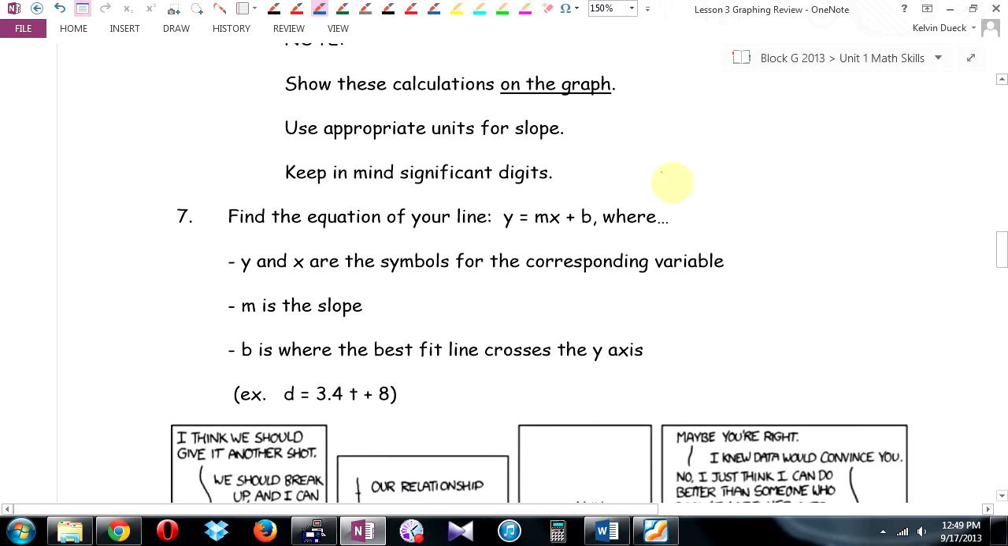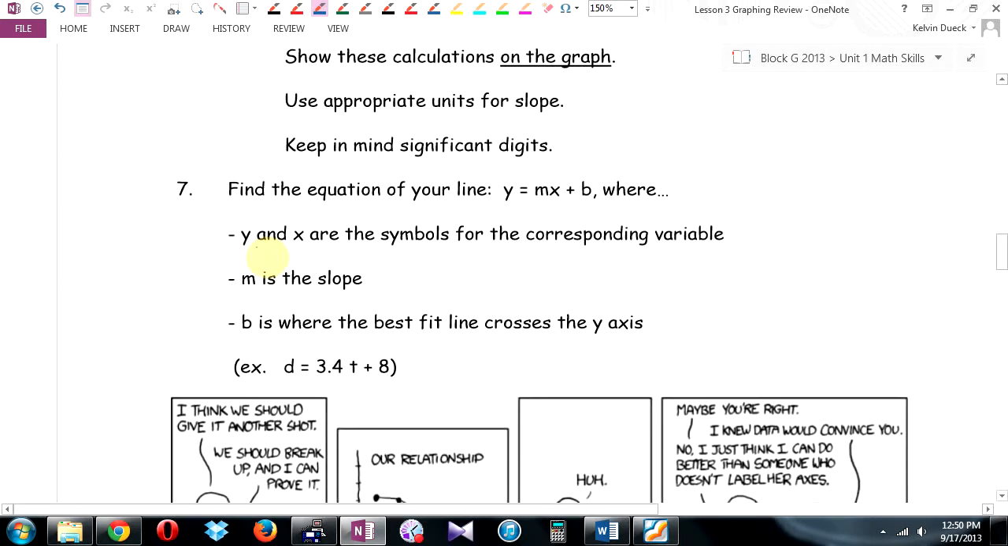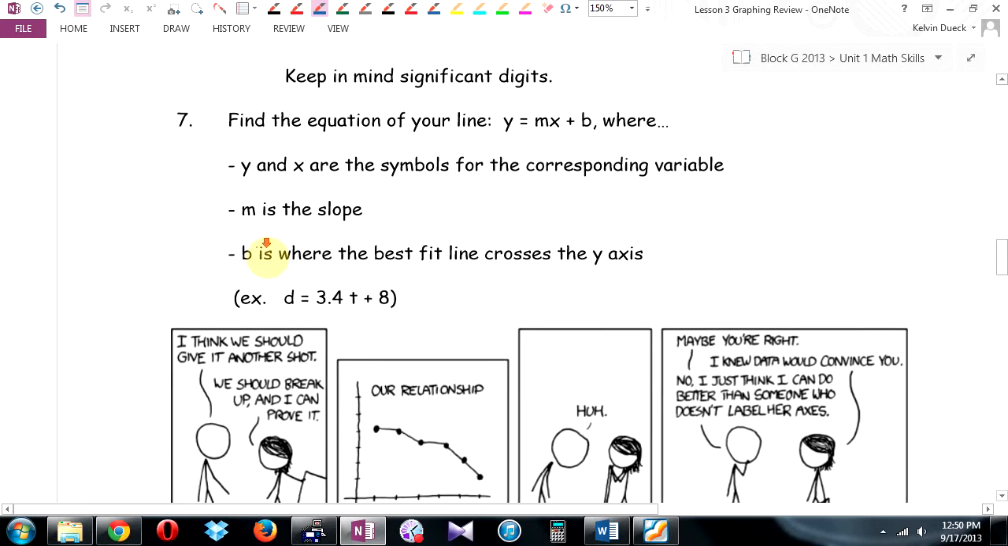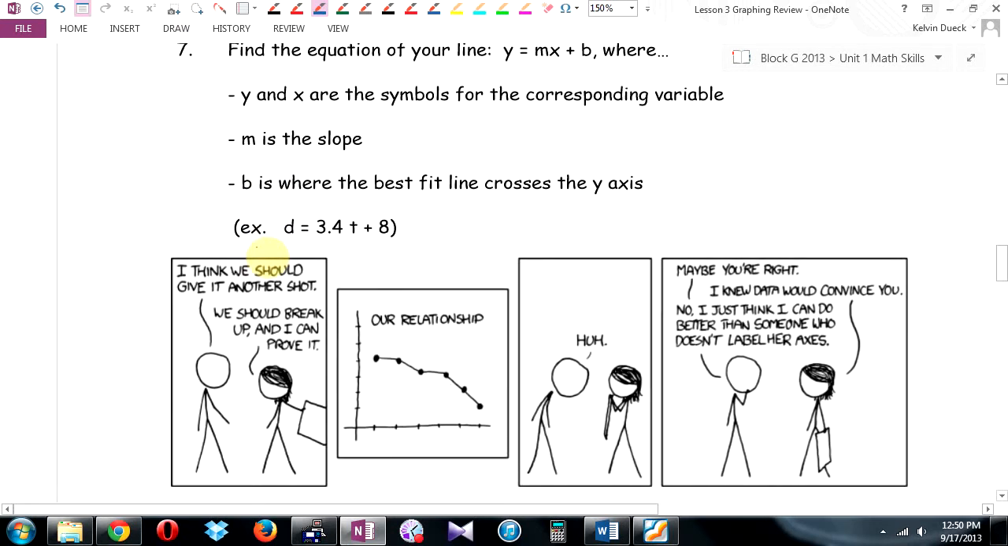Find the equation of your line using y equals mx plus b, where don't use y and x. Use whatever letter you put on the y-axis. Often it will be d for distance or v for velocity. And don't use x. Use whatever letter you put on the x-axis. Often it will be t for time or m for meters or distance or whatever. So as an example, d equals 3.4t plus 8.